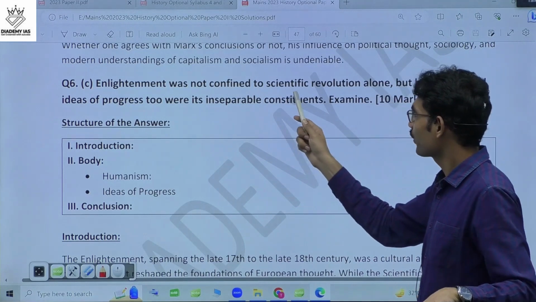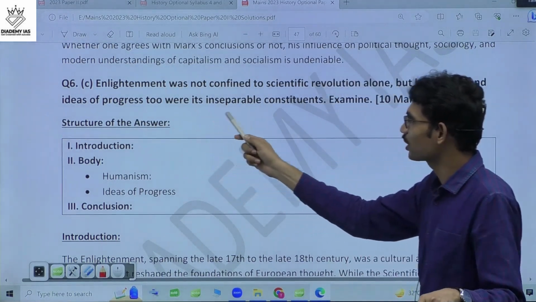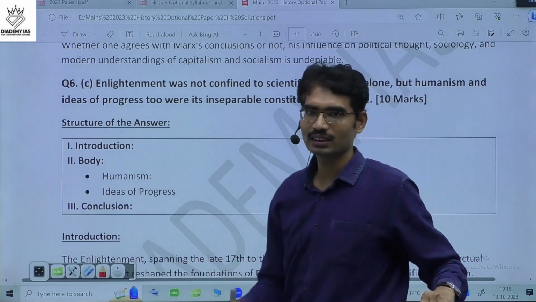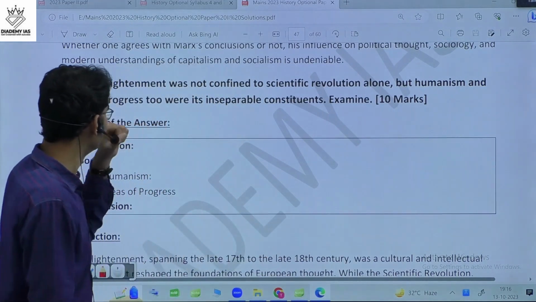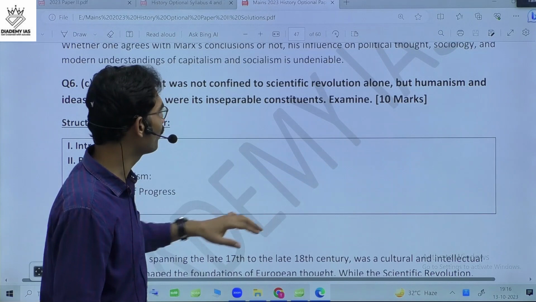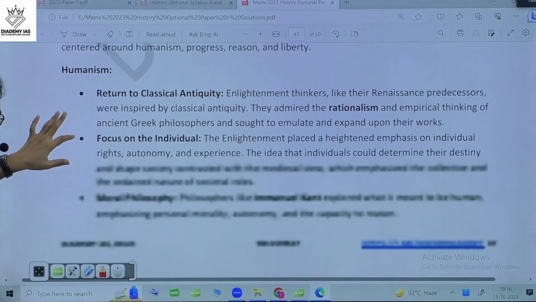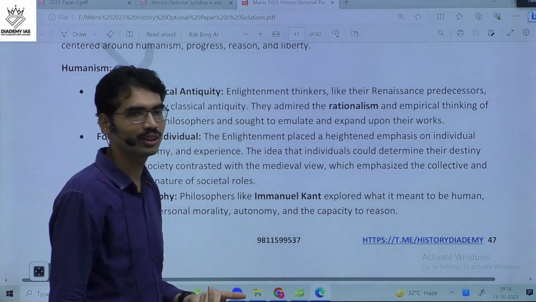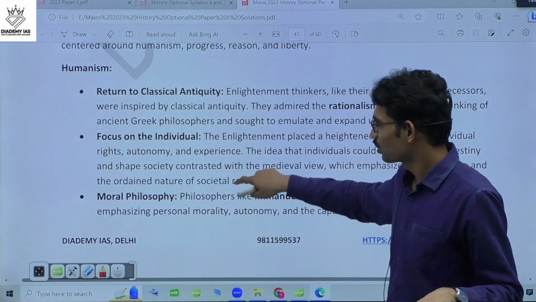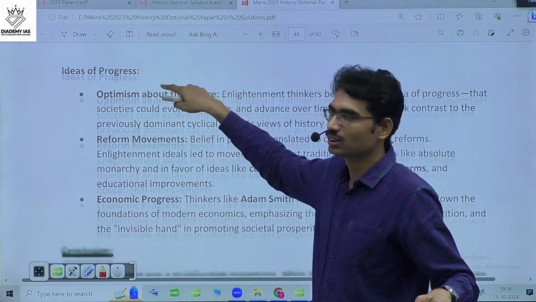Enlightenment was not confined to scientific revolution alone, but humanism and ideas of progress too were its inseparable constituents; examined. Just here you have to highlight that Enlightenment principles towards humanism. So human individual rights. So just humanism related. Focus on the individual, liberty, equality among the people. So moral philosophy. Just humanistic ideas it is talking.